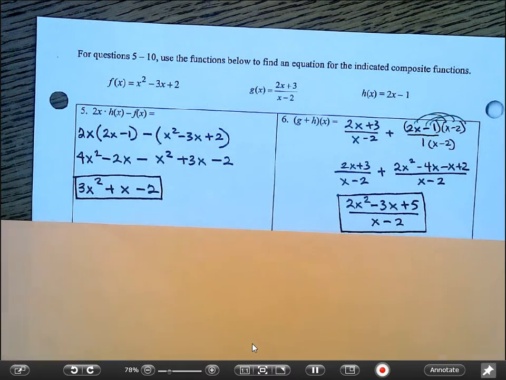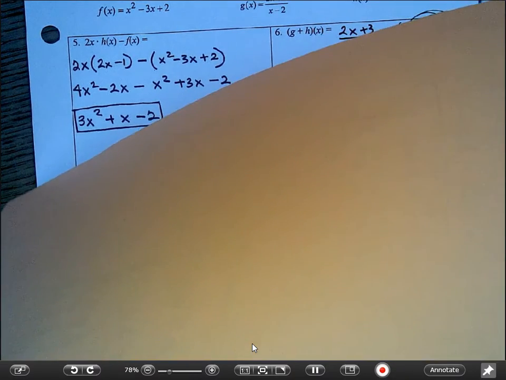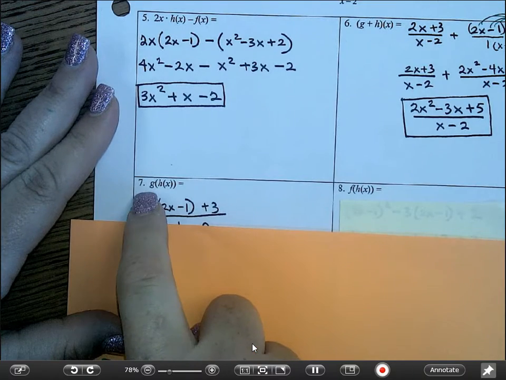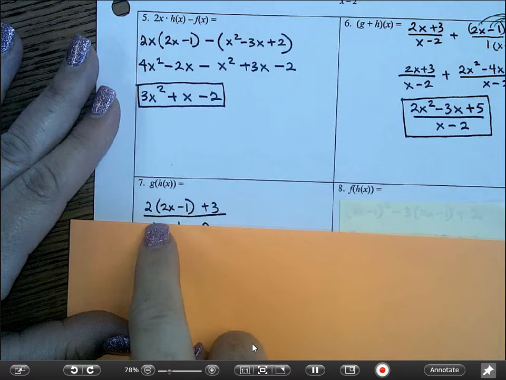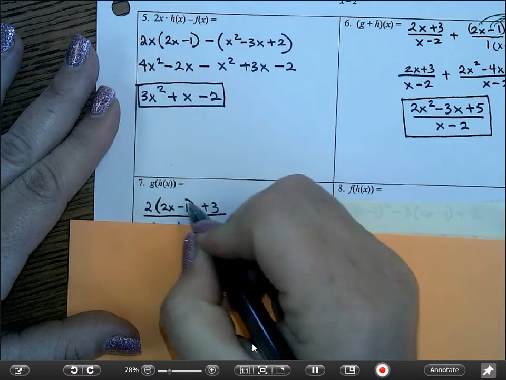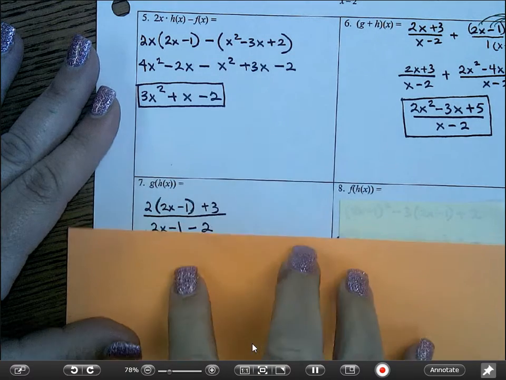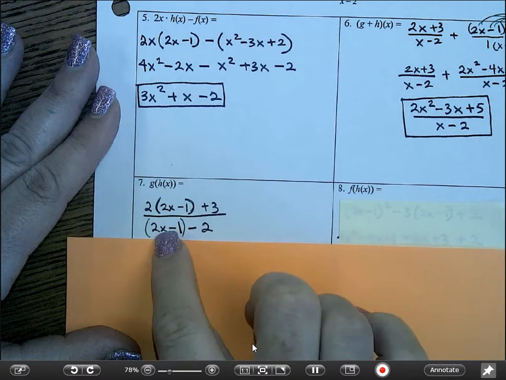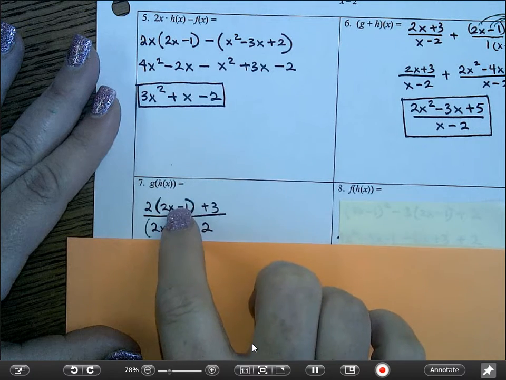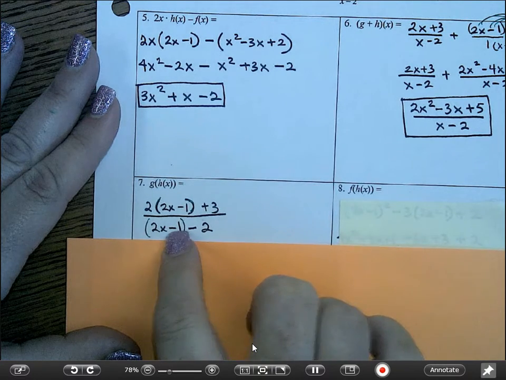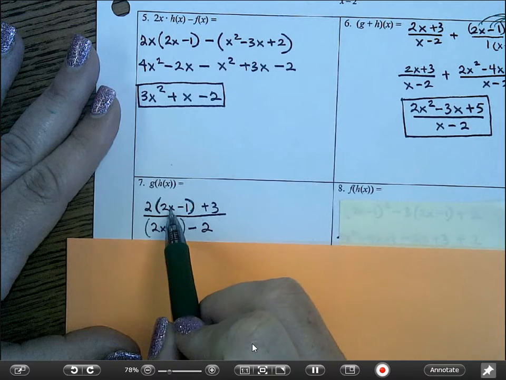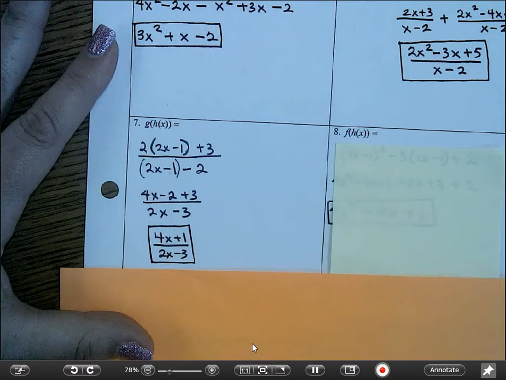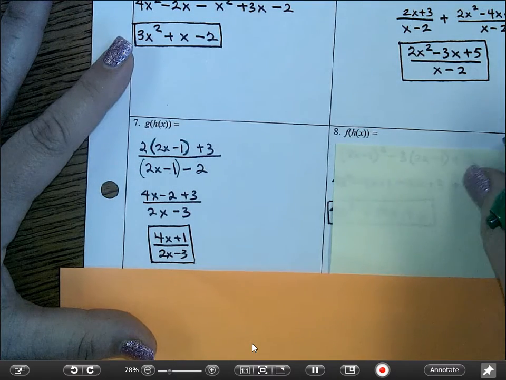Okay, number 7. It says take the h function and plug it into the g. So this is the g function. Everywhere where there's an x, I put in parentheses. So 2x plus 3 and then x minus 2, and then I'm plugging in the h function into those spots. Then I just distribute, I get 4x minus 2 plus 3, and then I just simplify from there, and I get 4x plus 1 over 2x minus 3.